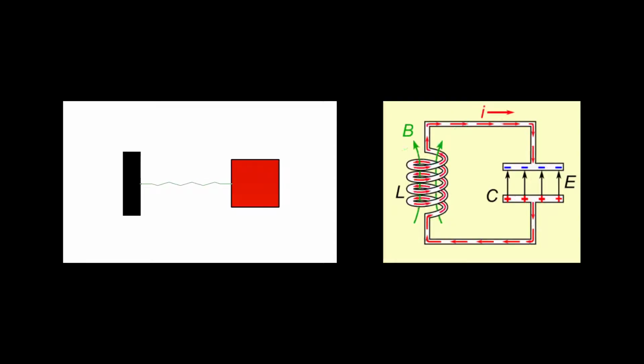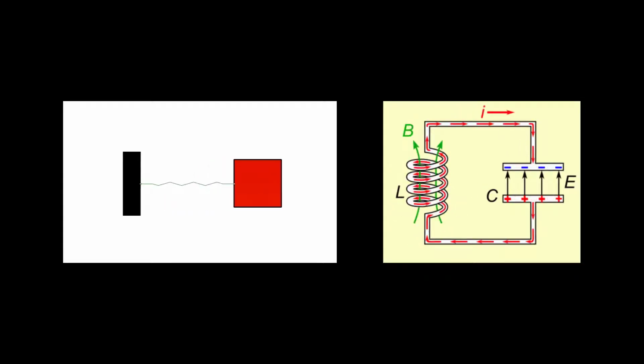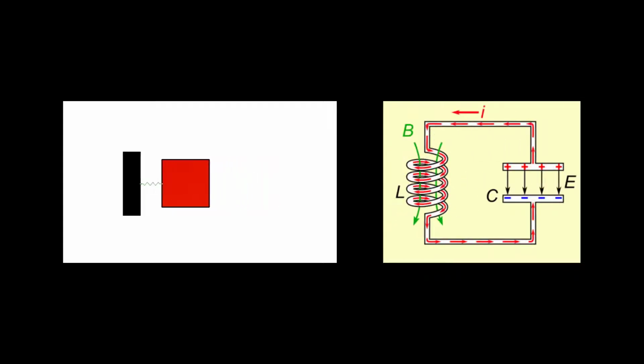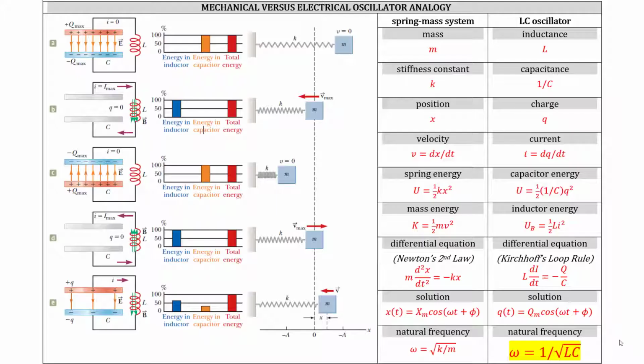In fact, the next section is titled Mechanical versus Electrical Oscillator Analogy. On the left is a simple spring mass oscillator. You've studied various aspects of this system's simple harmonic motion in a previous chapter. An LC oscillator is very analogous to a spring mass oscillator. They are both simple harmonic oscillators. Take a lot of time and study this section. It's the basis of the differential equations that apply to oscillating circuits.